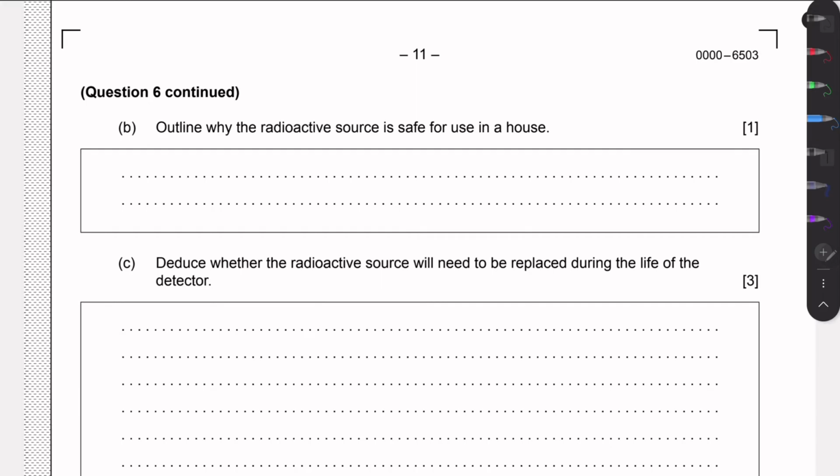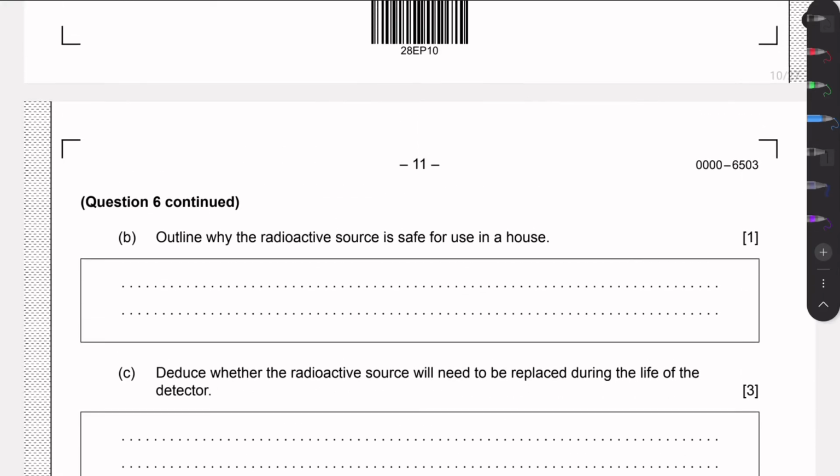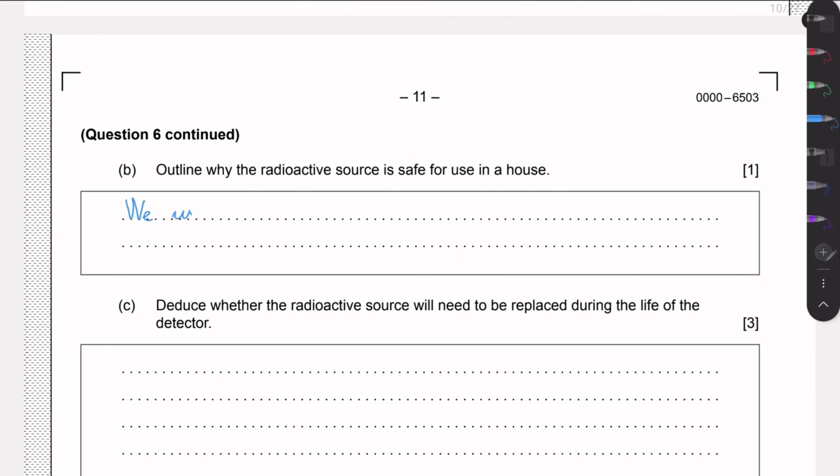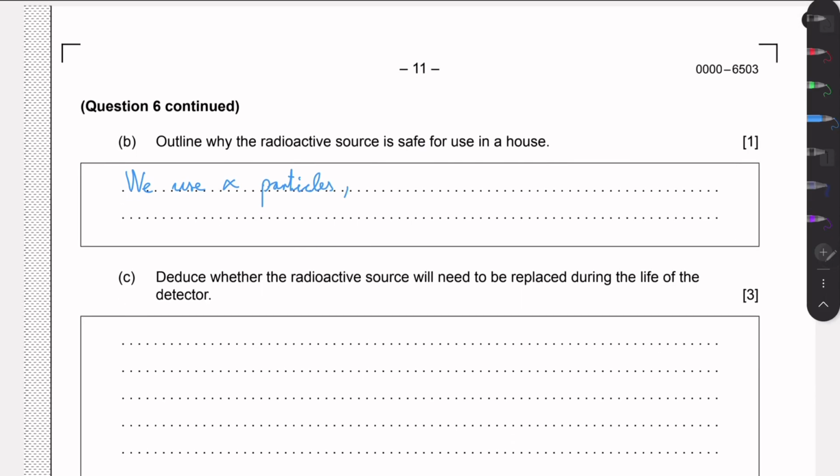And we need to outline why the radioactive source is safe for using in-house. Well, as you can see, we use alpha particles, or we produce alpha particles, which are really not that dangerous. They only travel a few centimeters in the air. They have a very small penetrating power, as they can get ionized very quickly due to their charge. So they only travel a few centimeters in the air. So they really cause no harm.